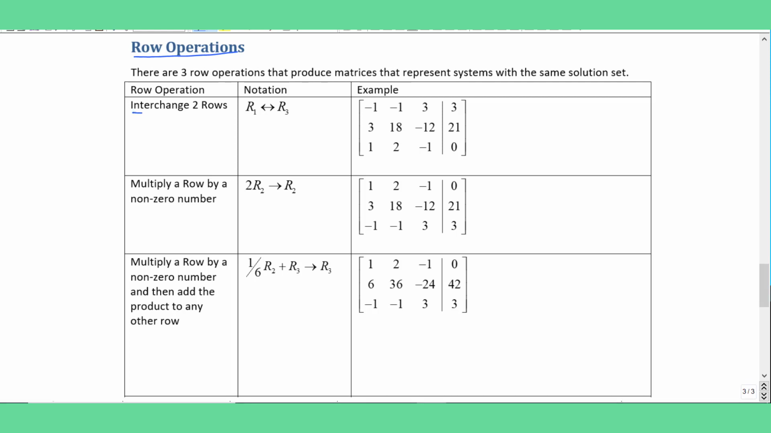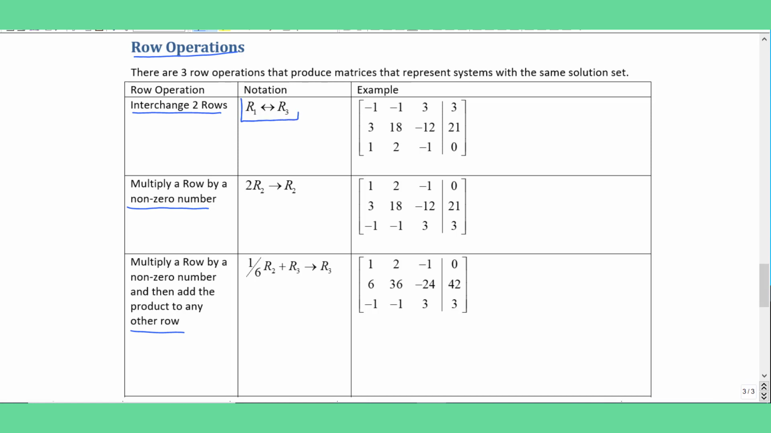You can interchange 2 rows. You can multiply a row by a non-zero number. Remember, if you just multiplied by 0, it would all be 0, so that wouldn't be good. Or we can kind of combine. We can multiply a row by a non-zero number and then add the product to another row. That's probably the hardest one, so let's just start with the easy one.